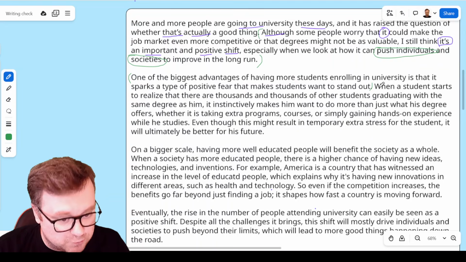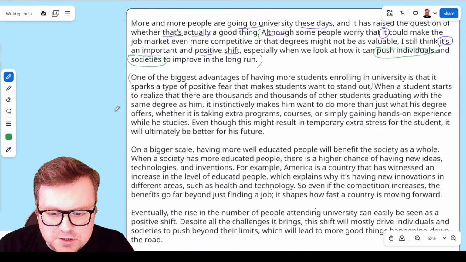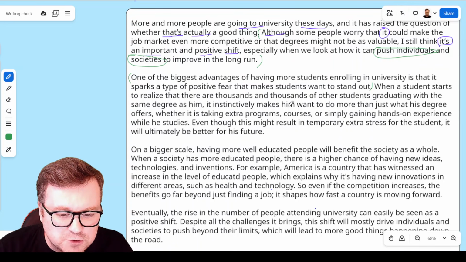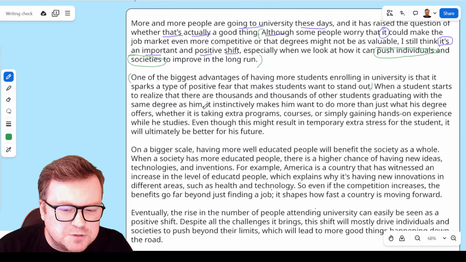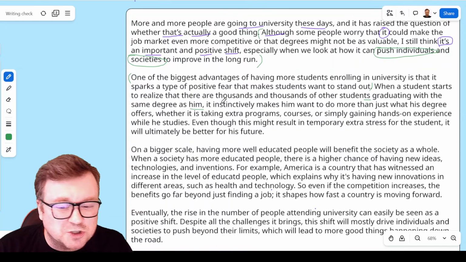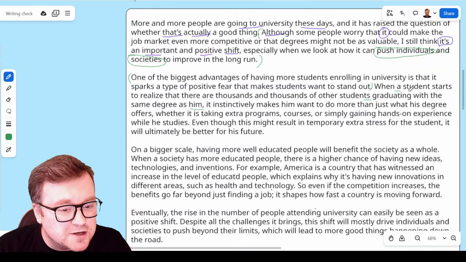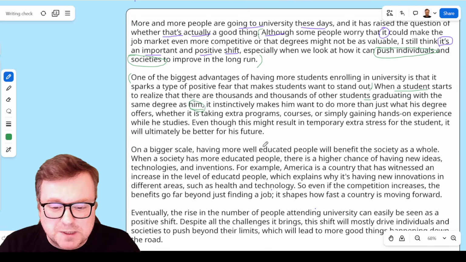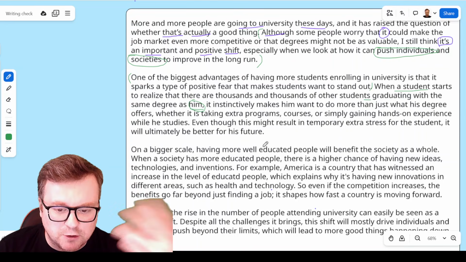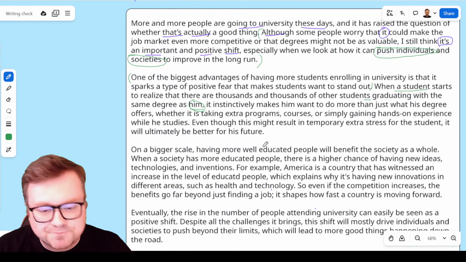When a student, sorry, we're going to have an explanation, I hope. When a student starts to realize that there are thousands and thousands of other students graduating with the same degree as him, students are them, not. Oh, sorry. When a student, so a student is actually them, not him. Because in the English speaking world, if we don't know if someone is male or female, we use they, them.